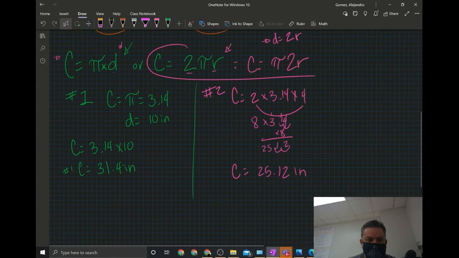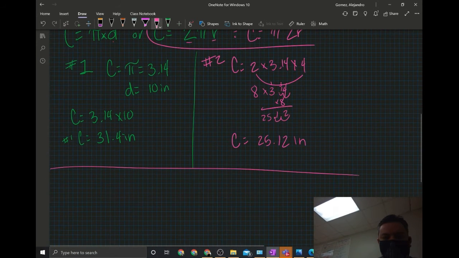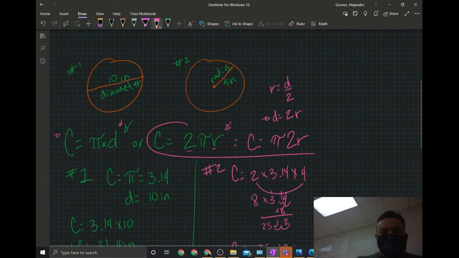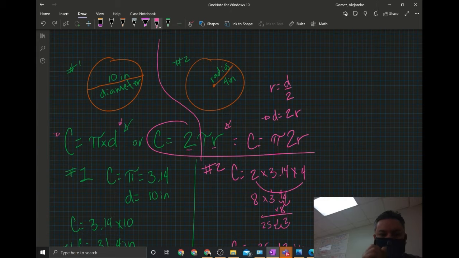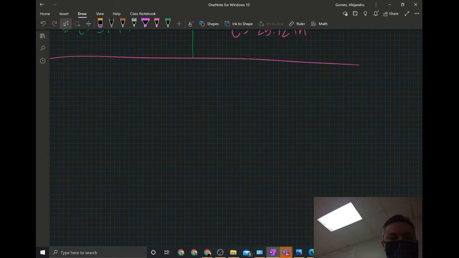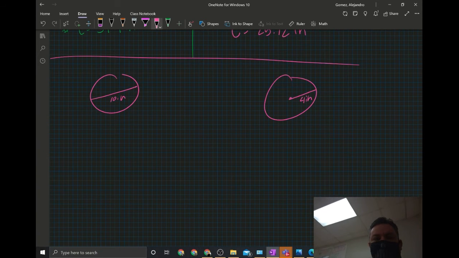All right, finding the area is going to be a little bit different, because we're going to use something we have not talked about, but it's not hard at all. We're going to use the same 2 circles, number 1 and number 2. Just to make it easier, this is 10 inches, and the second one was 4 inches. Now I need to find the area, and to find the area, we have a new formula. It's also given to you, so you do not need to memorize it.